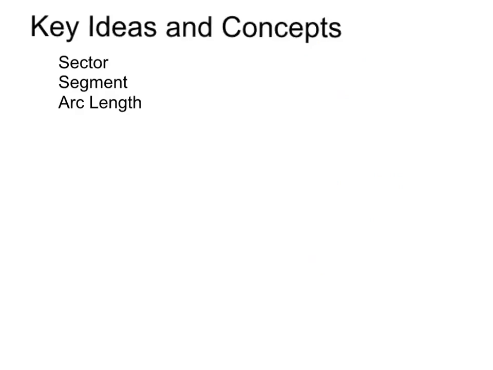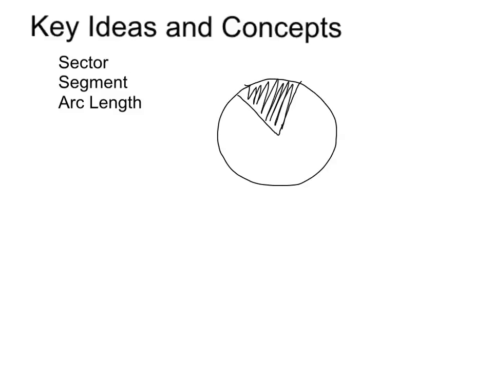Alright, for this video, the key ideas and concepts rely on your ability to find sector area, segment area, and arc length, and being able to recognize what a sector is and what a segment is. Sectors are portions of a circle, very much in the kind of pizza slice idea, and the area of a sector is equal to pi r squared times the measure of the angle of the sector divided by 360.